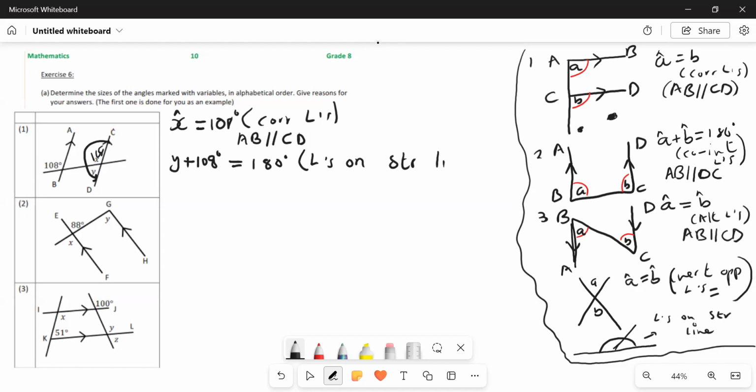And then we need to now transpose our 108. Sorry, I made a mistake there. So we need to transpose 108. When we transpose 108, we end up with 180 degrees minus 108, right? And then we get our value as 72. We're done with number 1.